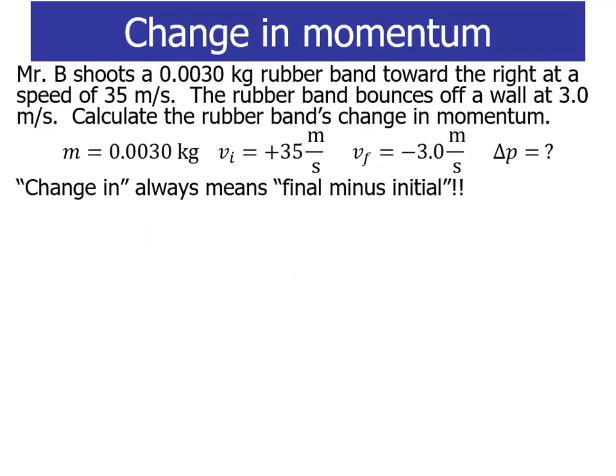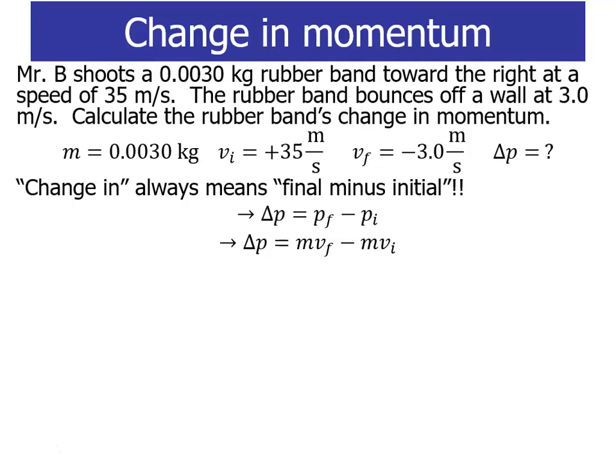Well, what does change in mean? It always means final minus initial. So whatever comes after the delta sign, the capital Greek letter delta, we want to do final thing minus initial thing. So delta P is final momentum minus initial momentum. Well, what's that? Everywhere I see a momentum, I know that P equals mv, so I'm going to plug in mv with appropriate subscripts on my v. The mass doesn't change for the rubber band, hopefully. At least, obviously, not appreciably. So there we have it in terms of m and v's.